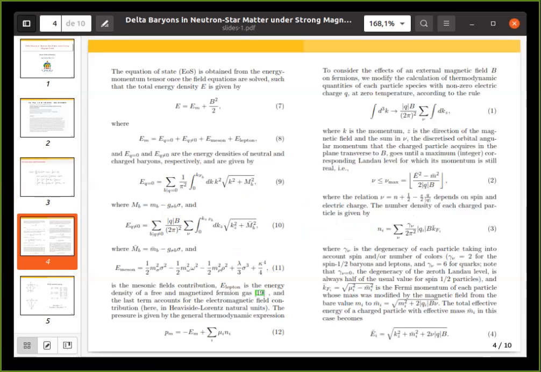Here I show the basic formalism of the model when one is obtaining the equation of state for hadronic matter, with the modifications introduced by an external magnetic field B acting on fermions. I refer to the paper and references within for a more detailed discussion of the procedures involved in these calculations. We are describing neutron-star matter, so we are at zero temperature and under charge neutrality and chemical equilibrium conditions.